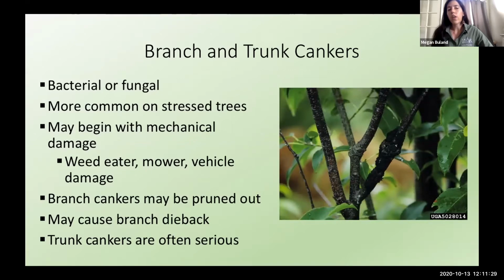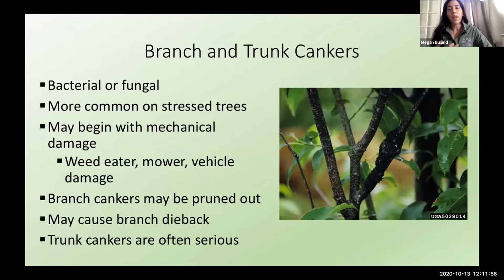But trunk cankers can be very serious. A trunk canker is on the main body of the tree, that main stem. And once that canker is there, you can't get rid of it. And if that canker advances and becomes large enough, it may disrupt all of the vascular tissue of that tree, which is like the equivalent of your veins and arteries running through your body that move your blood along.